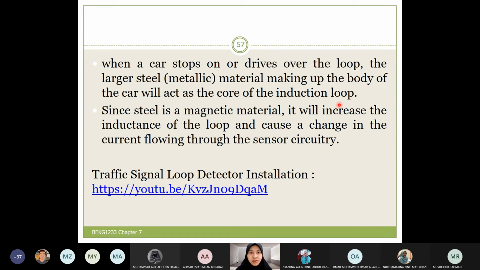So when a car stops or drives over the loop, the car is made up of steel, right? So it will act as the core for the induction loop. Since steel is a magnetic material, this is referred to the car. Car is made of steel. Steel is a magnetic material. It will increase the inductance of the loop and cause a change in the current flowing through the sensor circuitry. Traffic signal loop detector installation can be watched via this YouTube link.